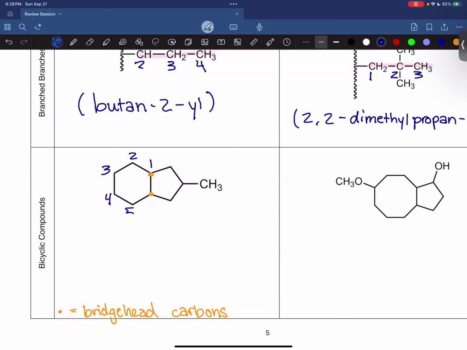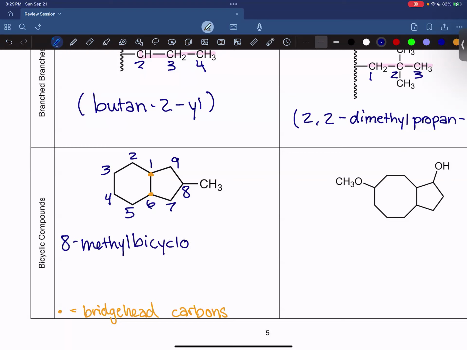But make sure that you start with a bridgehead carbon and start with the larger ring. So now we have 8-methyl, just like we know how to do. And then we're going to write, just like how with cyclic compounds, we write cyclo. This time we're going to write bicyclo because there are 2.